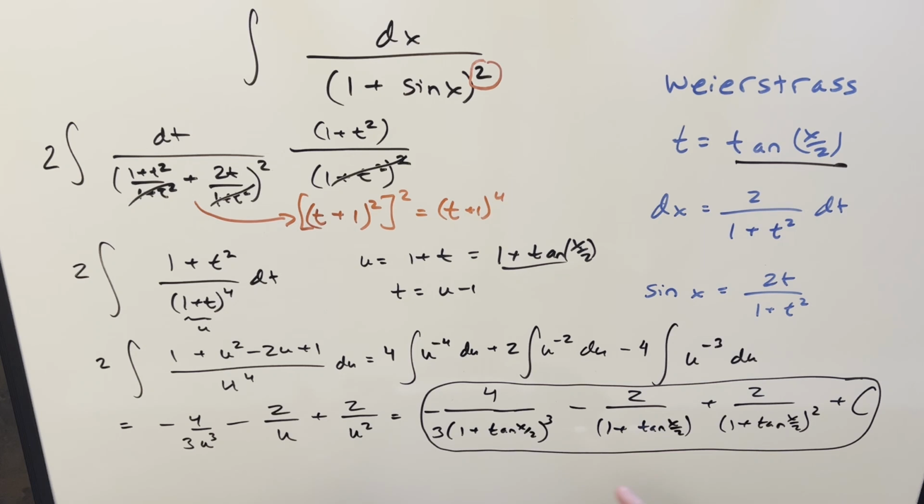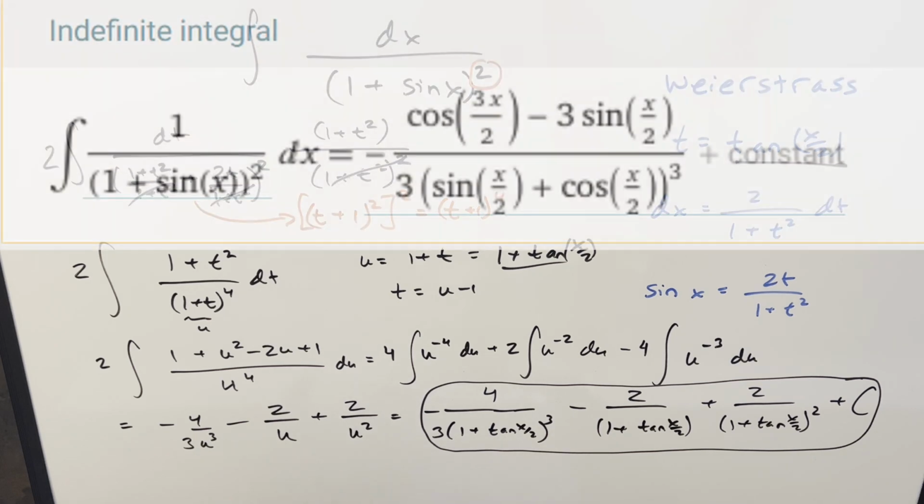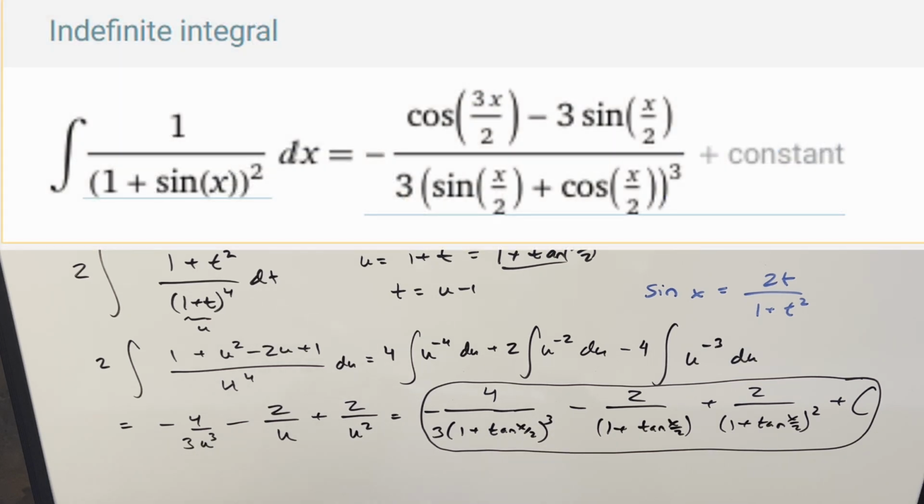And of course, you could simplify this further, get a common denominator, get everything like this one, (1 plus tan x over 2) cubed. I did check, and they did it that way on Wolfram Alpha, and it looks a little better. It's more compact, but I think I'm going to call it good and leave it the way it is.